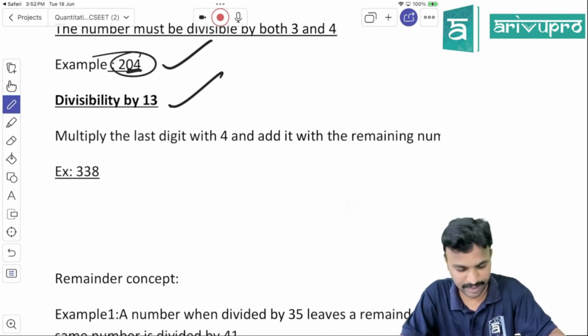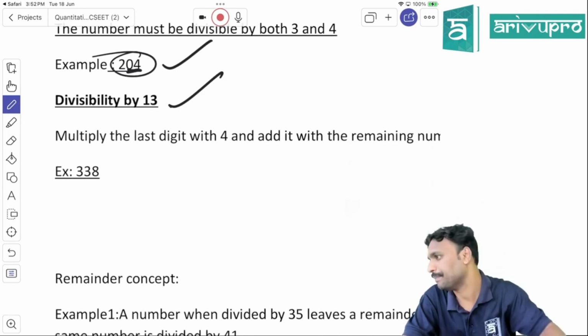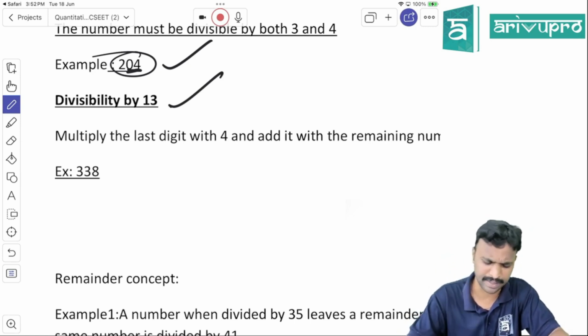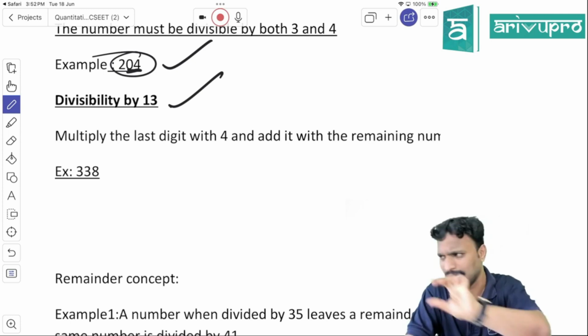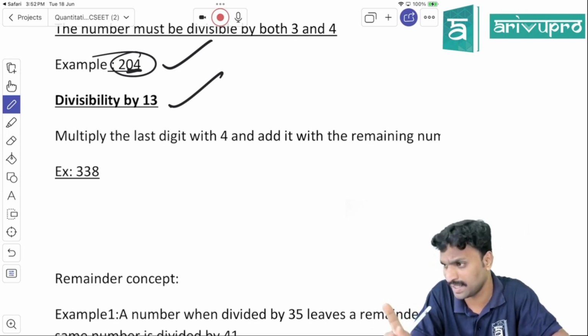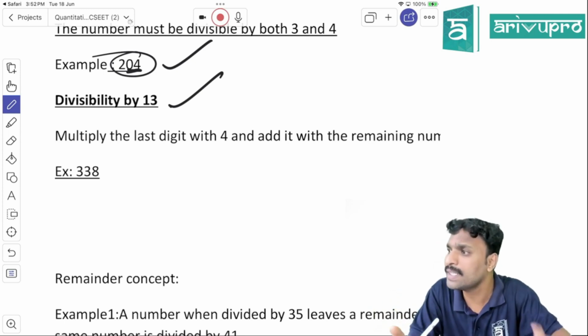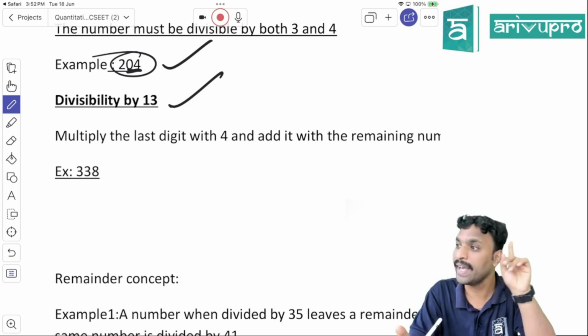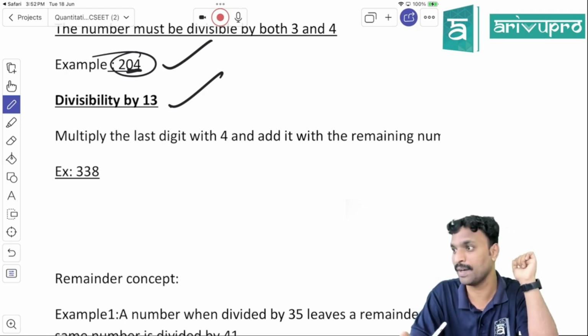Next, divisibility by 13. What you need to do is something like the rule for 7. Last digit only we have to play with. There you multiplied the last digit with 2, here you have to multiply by 4. There you subtracted from the rest of the number, here you have to add to the rest of the number.